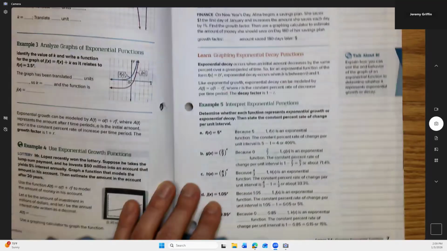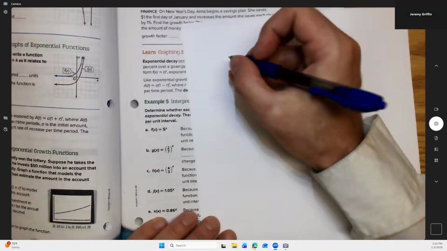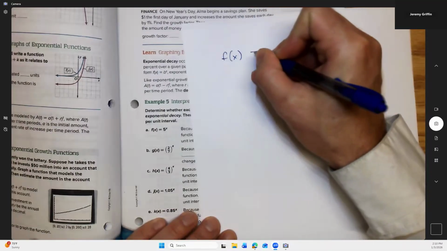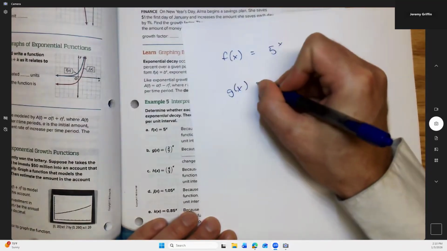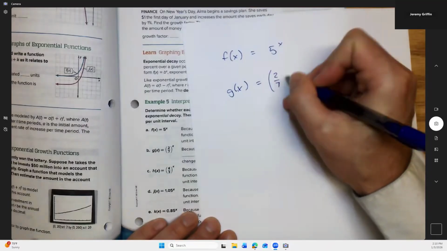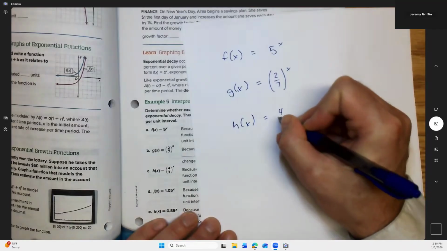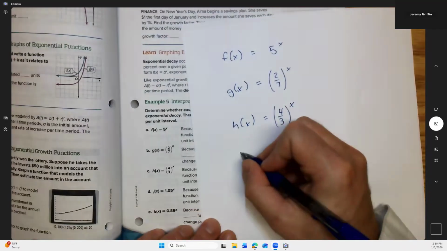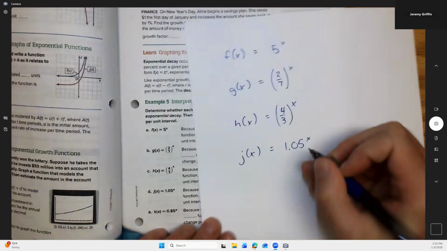Okay, and then they go through some examples here. Examples, counterexamples. What's growth or decay? Example 5. Well, let's list them all out. f of x equals 5 to the x. We got g of x is 2/7 to the x. h of x, 4/3 to the x. j of x, we got 1.05 to the x.